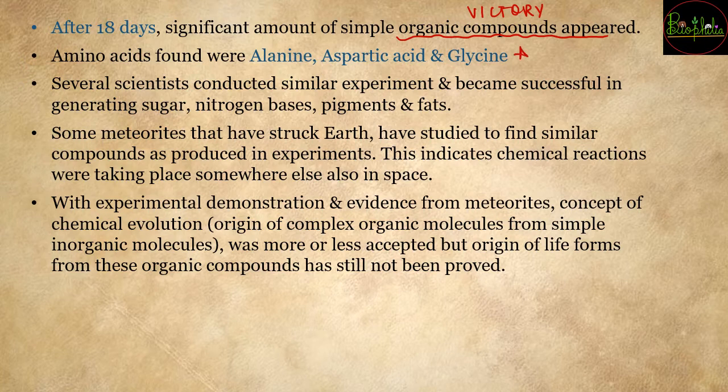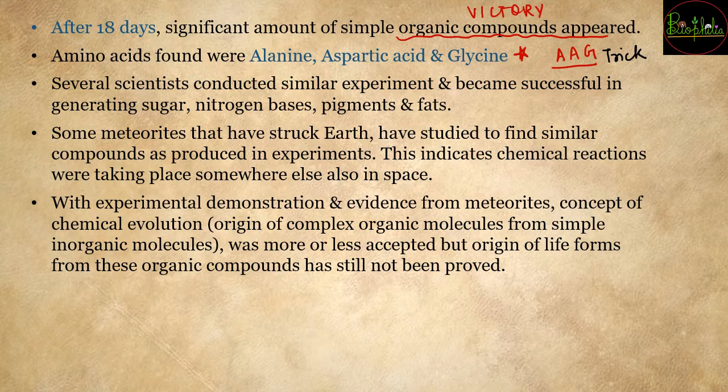Again this is a very important question that people ask: what were the amino acids found, with the ratio of 2:1:2? The amino acids were alanine, aspartic acid and glycine. So to remember, what was it? AAG. AAG was produced with the victory, that was alanine, aspartic acid and glycine. This is a little trick that you can use to remember the first amino acids formed.